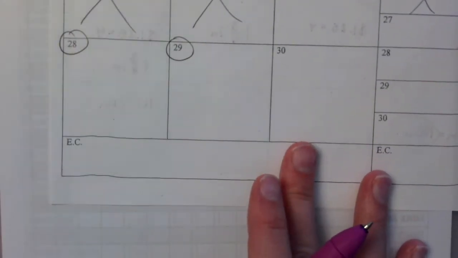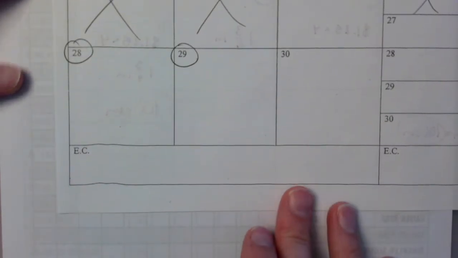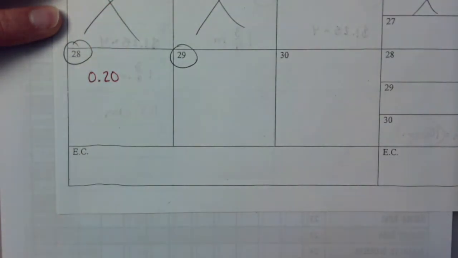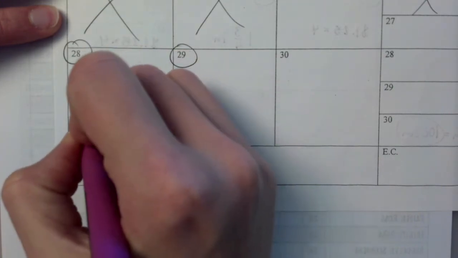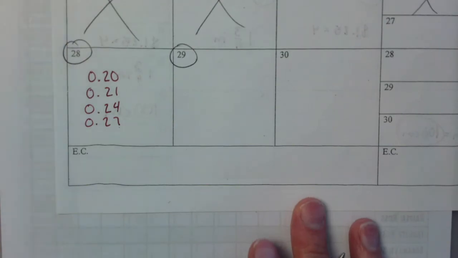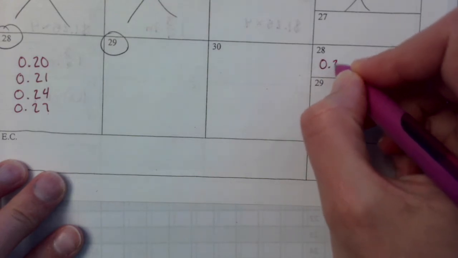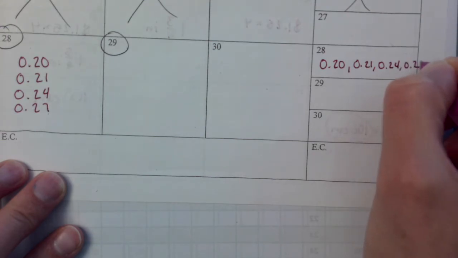On the back, we got 2 more we're doing together. We're doing 28. 28 says, Neve quickly started and stopped a stopwatch 4 times. Write these times in order from fastest to slowest. Well, fastest is going to be the shortest time. So I see 0.20 would be first, 0.21, 0.24, and then 0.27. That one can fit in the box. 0.20, 0.21, 0.24, 0.27.